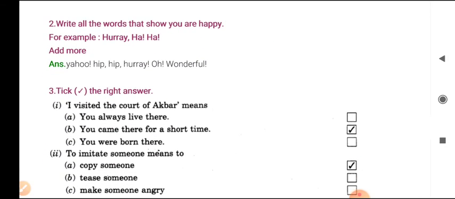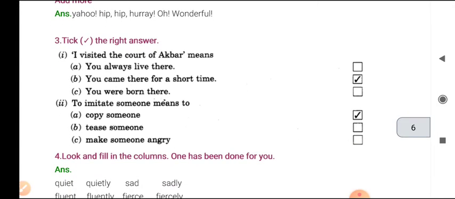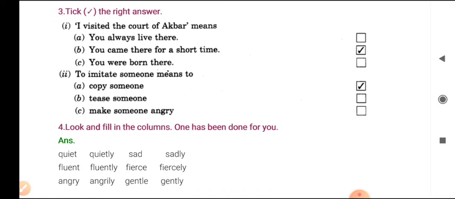Write all the words that show you are happy. For example, hooray, haha. Add more. Sample answer: Yahoo, hip hip hooray, oh wonderful, etc.